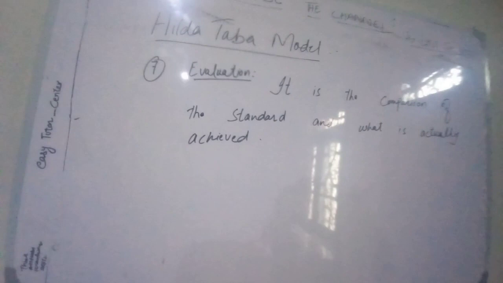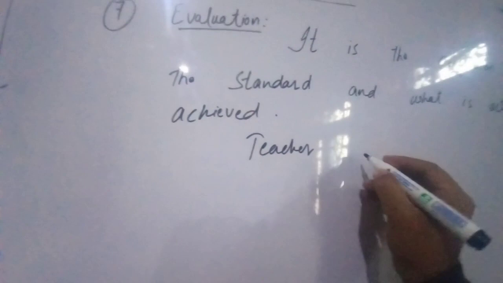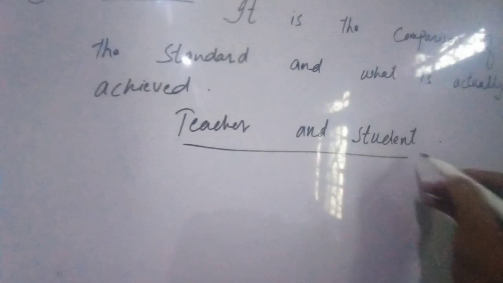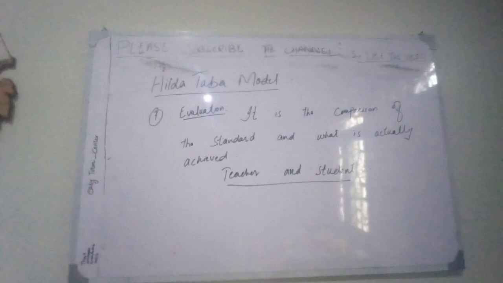So हिल्डा ताबा मॉडल में हम दो चीज़ों की एवेल्यूएशन करते हैं, टीचर एंड स्टूडेंट. We evaluate teacher and student. Evaluation is the comparison of the standard and what is actually achieved. स्टैंडर्ड वो होता है जो हमने अपने लिए ऑब्जेक्टिव सेट किए होते हैं. सो वो हमारे लिए स्टैंडर्ड है और जो हमने एक्चुअली अचीव की हो. इन दोनों का जब हम कंपेरिजन करेंगे तो इसे हम एवेल्यूएशन कहते हैं.